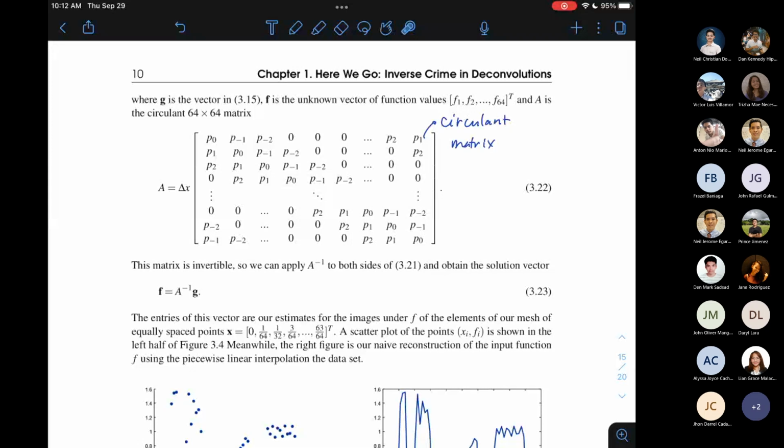And another thing that we can say about the matrix A is that it is a circulant matrix. Anong ibig sabihin ng circulant matrix? Parang may pattern yung pagkaka-arrange ng kanyang mga entries. I mean, there's a rotational pattern or a cyclic pattern to it.